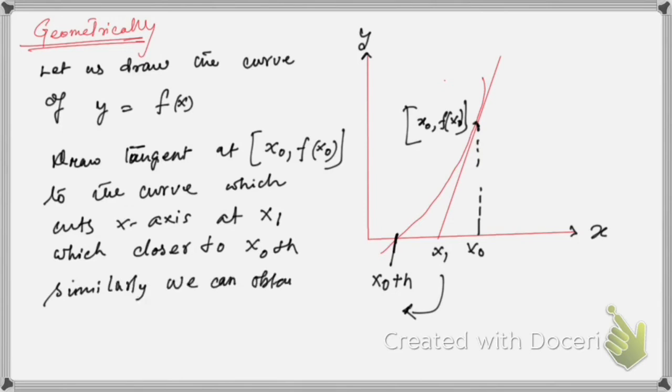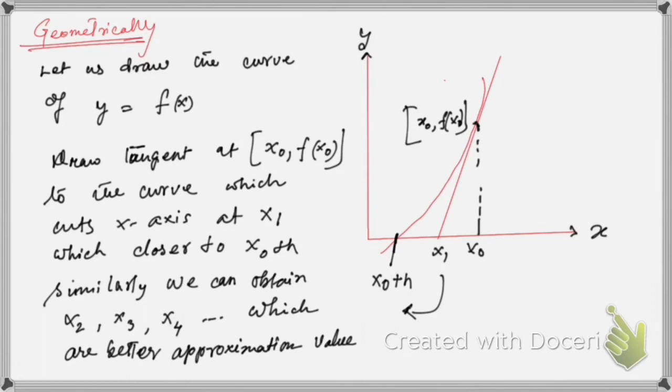Similarly, if we can draw tangents at x1, f of x1, then x2, f of x2, we will go close to the actual value. So similarly, we can obtain x2, x3, which are better approximation values, which are closer than x1, x0.